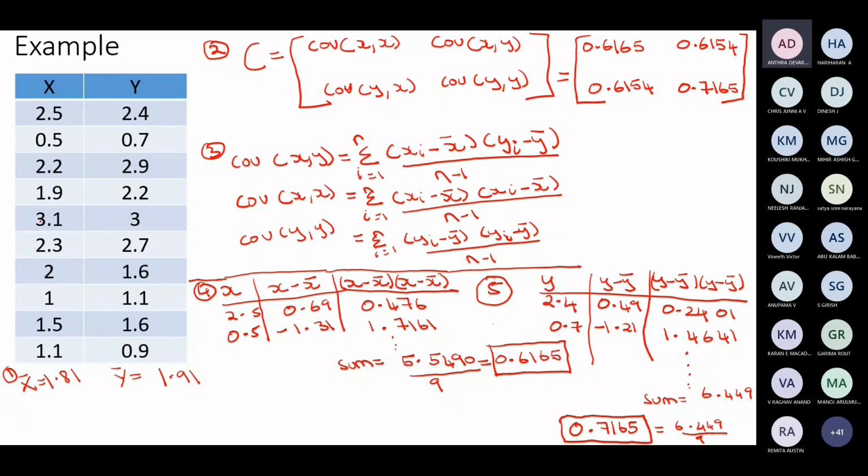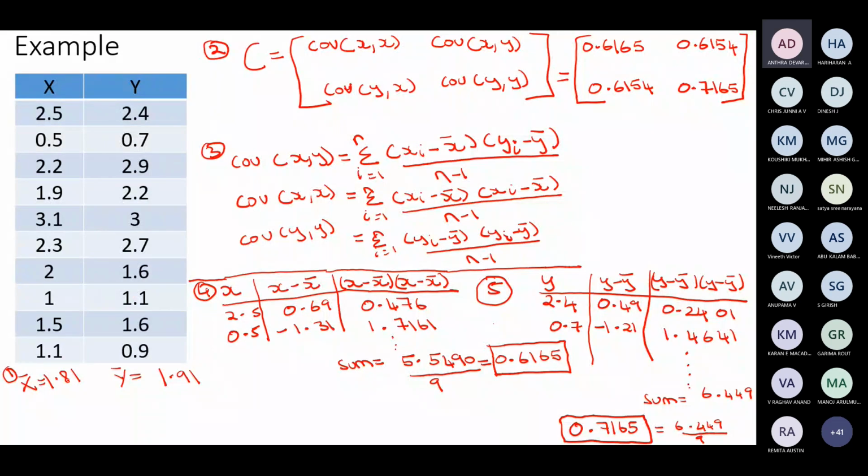Students, I have one using eigenvalues, eigenvectors, and the covariance. Now I have 10 values: 1, 2, 3, 4, 5, 6, 7, 8, 9, 10. I have these 10 values over here.